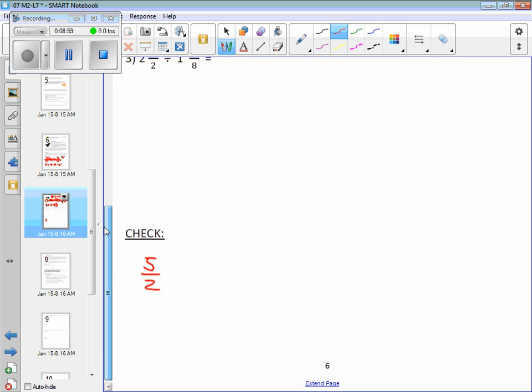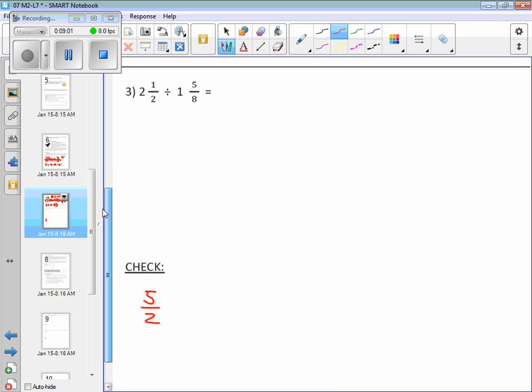Our second fraction, before you flip it, 1 times 8 is 8 plus 5 is 13/8. Check that first. Let's always do that first. Don't try to do everything all at once. Change it into your improper fractions, then do keep change flip.